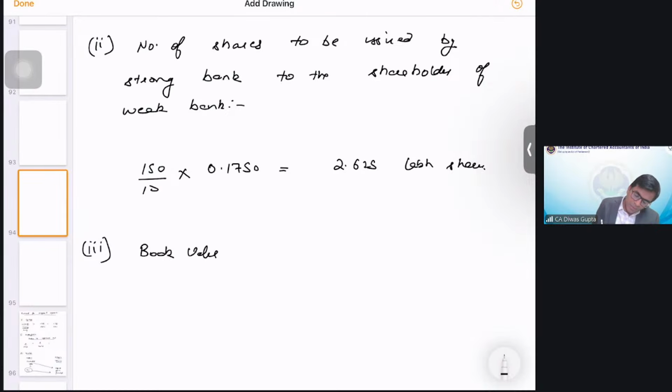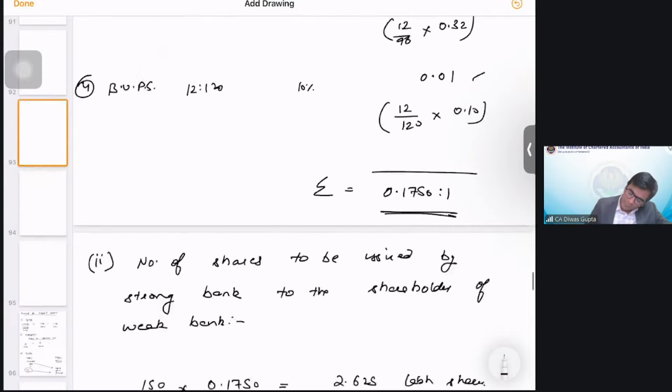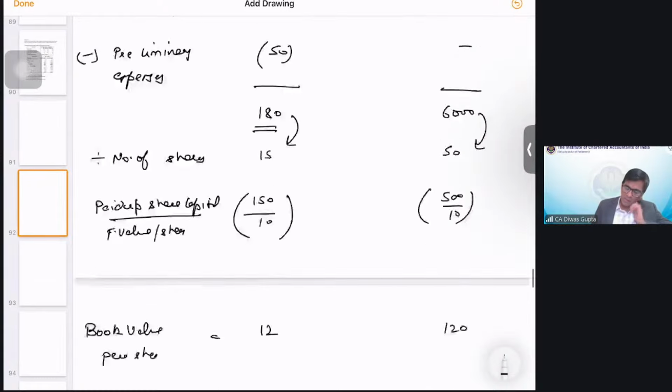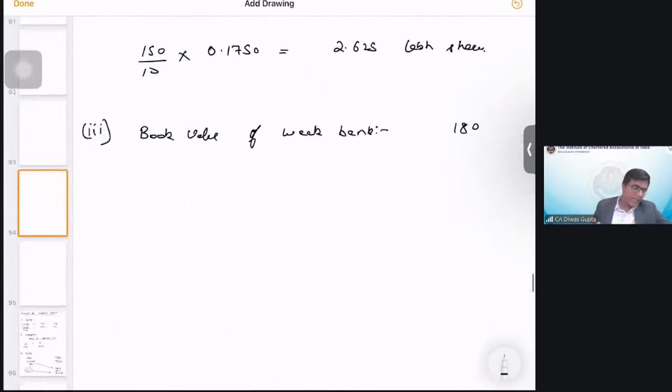Book value of weak bank. We will take it from the above, which is 180, right? This one. So if 180 is the book value of the weak bank, minus the issue of shares through which we will be paying the consideration, how much is that?